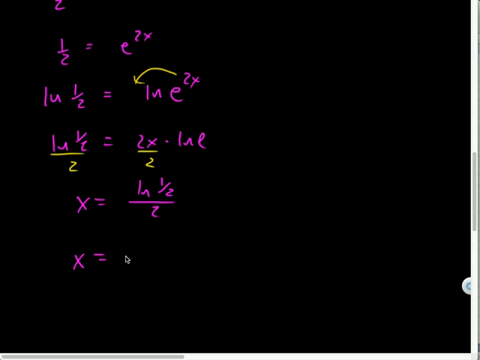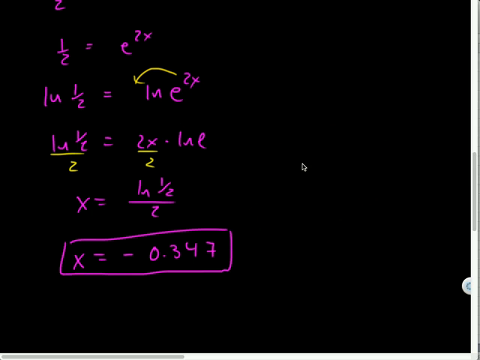So ln of a half. So thinking of 2.718281828, what power is a half? It's got to be something negative, likely, right? So ln of 0.5 is negative 0.6931. Divide that by 2, and I get negative 0.347. That's what I end up getting.